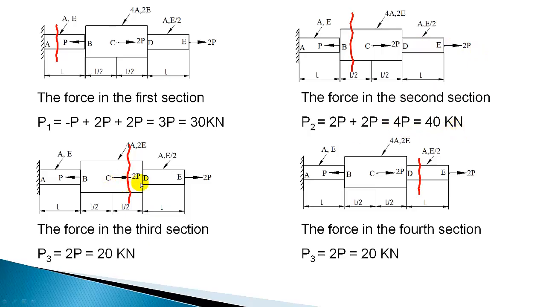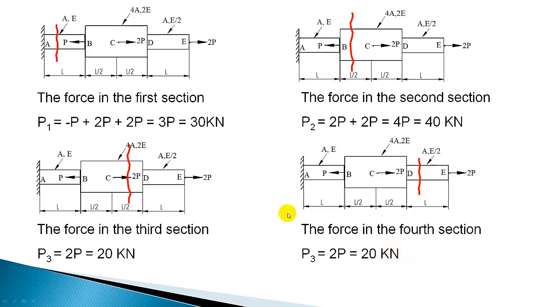Now when you go for the section CD, the force acting on the right side of the section is only 2P. The force acting at C will not be considered because we are taking a section between C and D. Now the force is 2P, which is 20 kilonewton. In the last section, DE, again we can see only one force, 2P, which is 20 kilonewton.